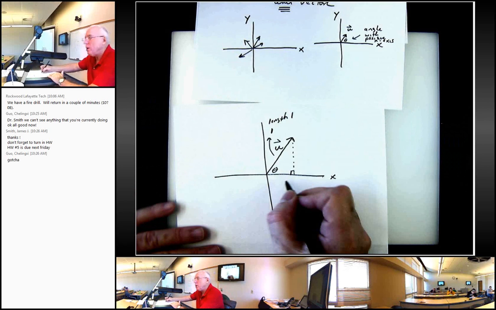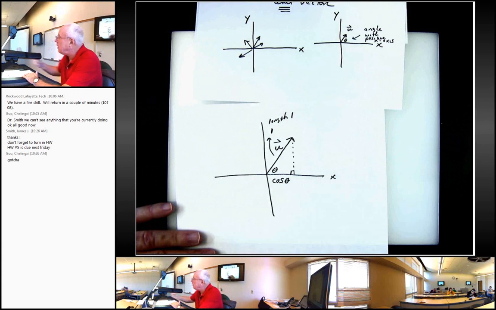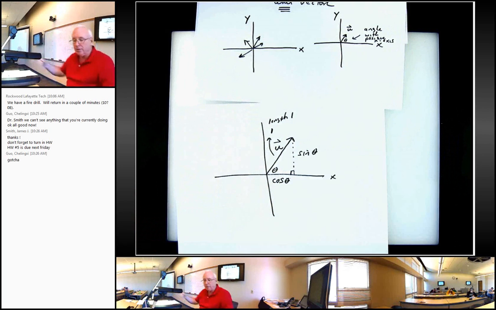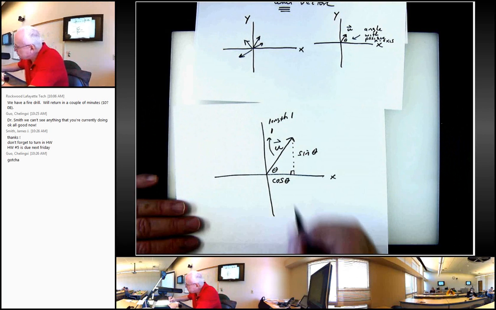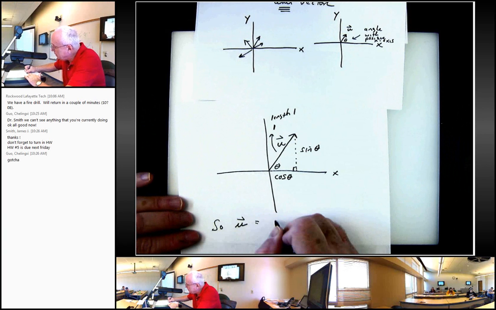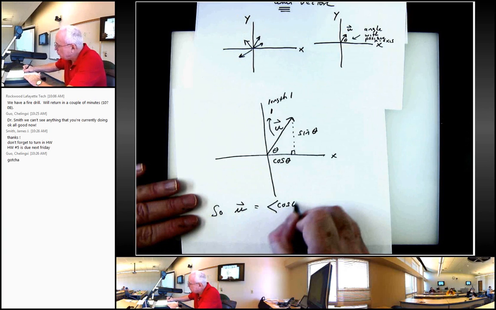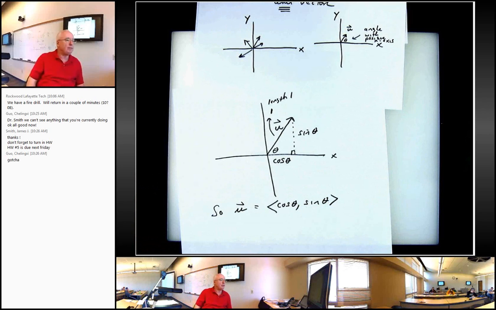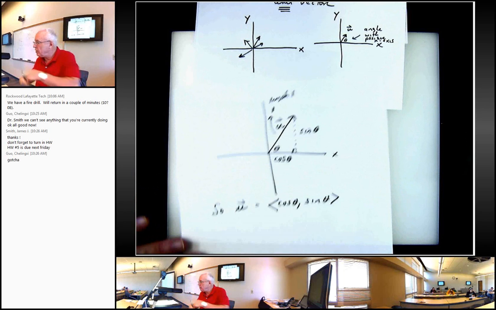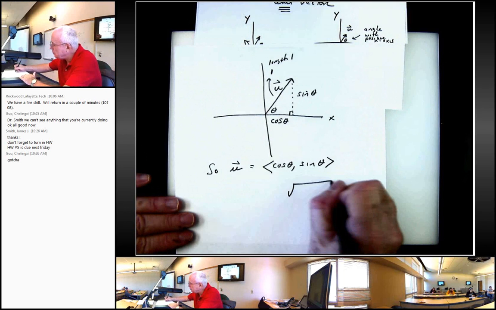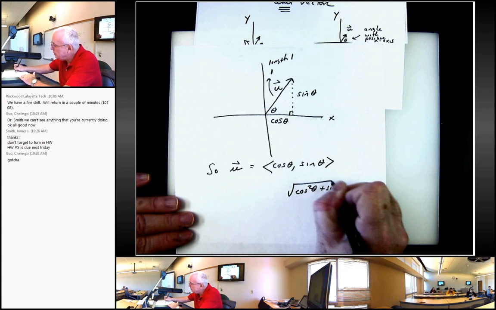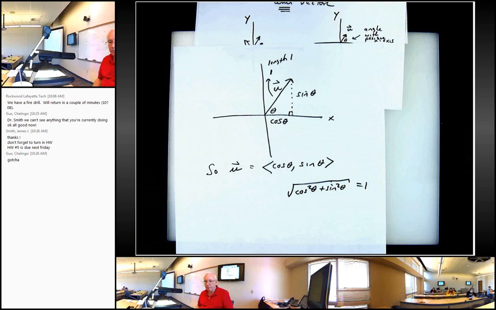So the x part of it I can represent as the cosine of the angle theta. And the y part of it is going to be the sine of the angle theta. So my u, then, the components are going to be cosine of theta, sine of theta. And that's certainly a unit vector. The magnitude is equal to 1, because we know the magnitude is the square root of the sum of the squares, and so that is equal to 1.